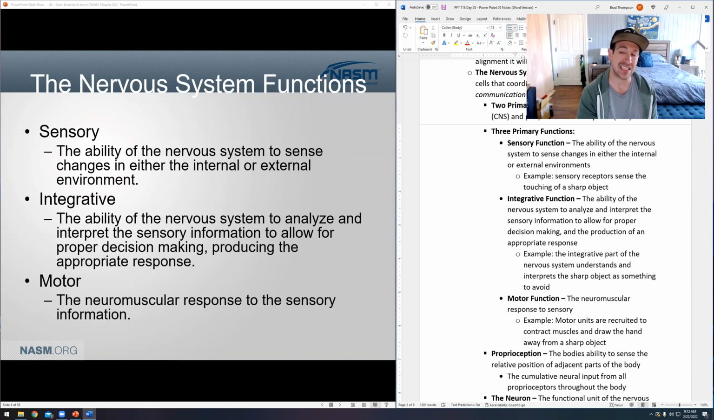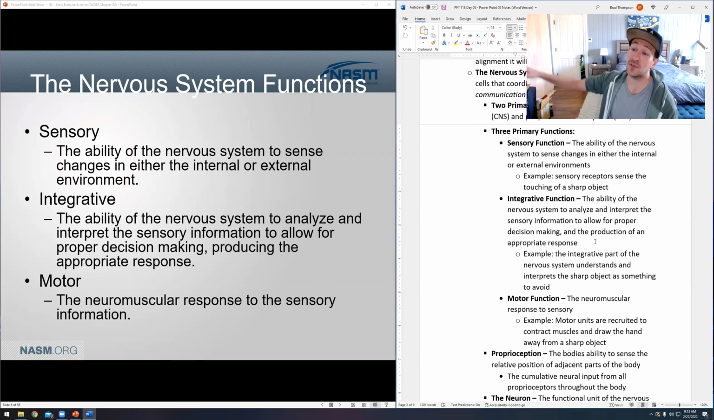So then we have integrative function. It's very hard to talk about these without blending one into the other. But integrative function is the ability of the nervous system to analyze and interpret the information to allow for the proper decision making. And then it can recruit the appropriate response after that, right? So again, kale comes in, my brain goes, that's gross. That's integrative, right? It's like, hey, the last time we tasted all these chemicals together, oh my God, it's kale. That's the integrative approach, right?